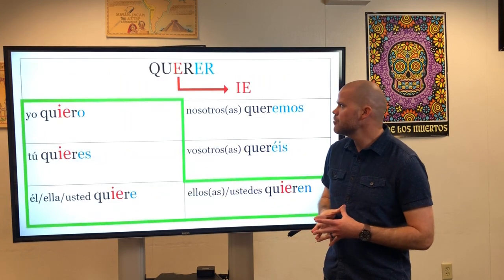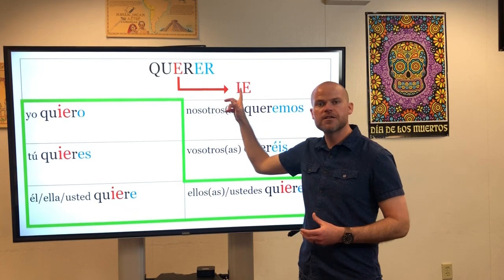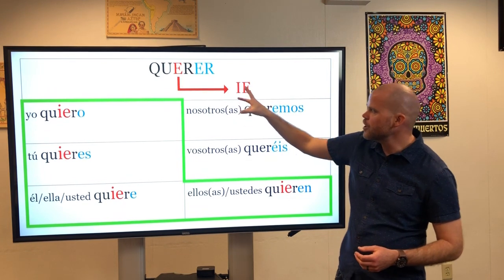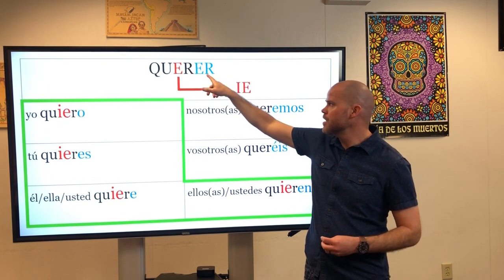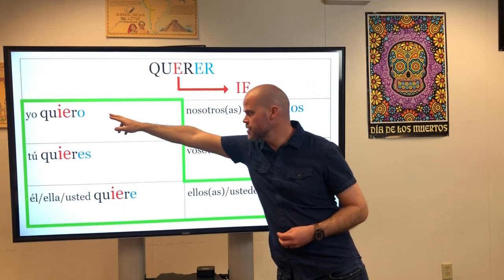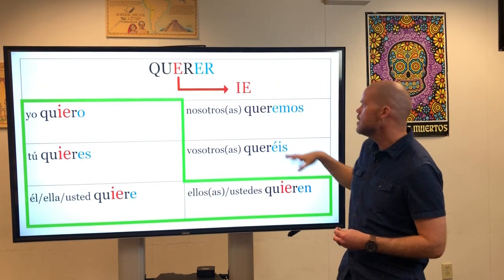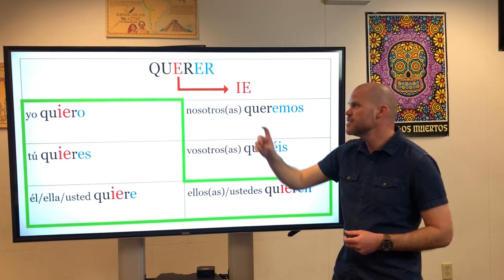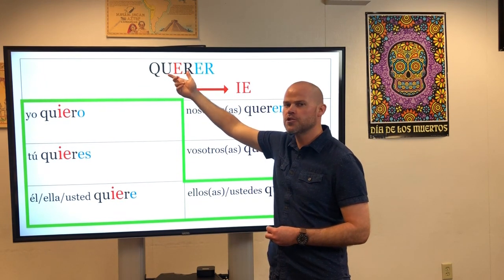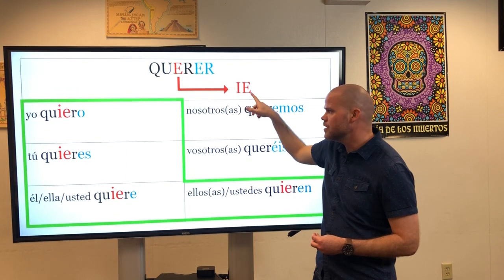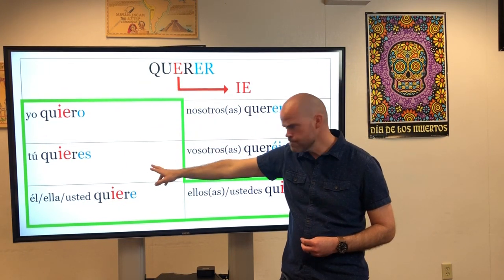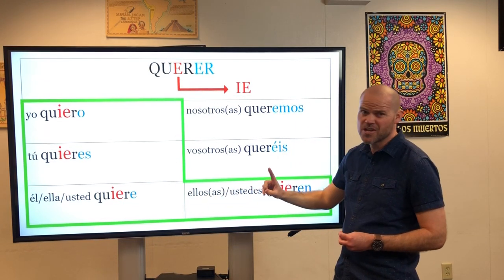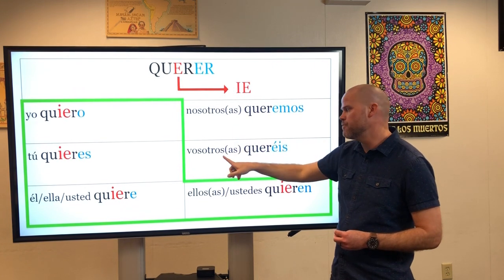So a very common E to IE stem-changing verb is the verb querer, which means to want or to love. And notice when we conjugate the verb querer, first of all, that the regular ER endings are the same. So you'll notice that o, es, e, emos, éis, en are the same ER endings that we've seen before. Okay, so nothing changes there. But what does change is the stem. The stem of the verb is changing from an E to an IE in the yo form, in the tú form, in the él, ella, usted form, and in the ellos, ustedes form. Notice, it's not changing in the nosotros form or the vosotros form.